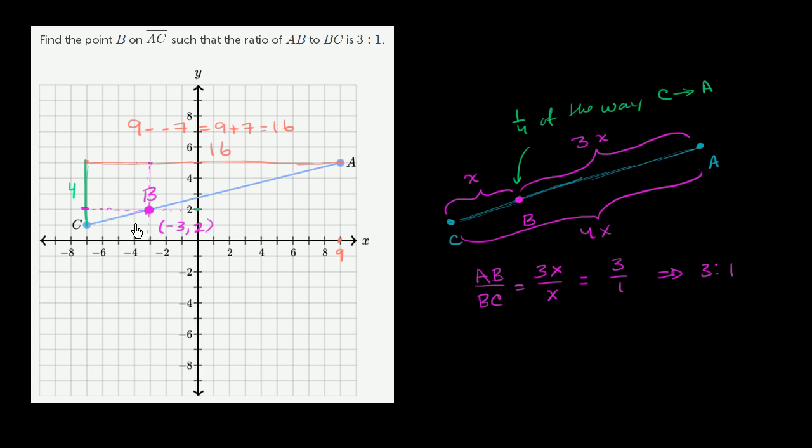It is 1/4 of the way between C and A. Or another way of thinking about it, the distance between C and B, which we haven't even figured out, we could do that using the distance formula or the Pythagorean theorem, which it really is. This distance, the distance CB, is 1/3 the distance BA. Or BA, the ratio of AB to BC is 3 to 1.